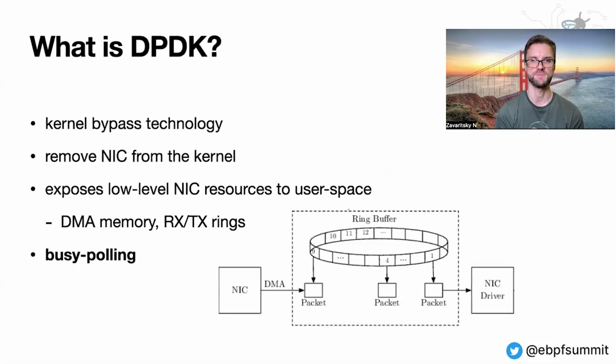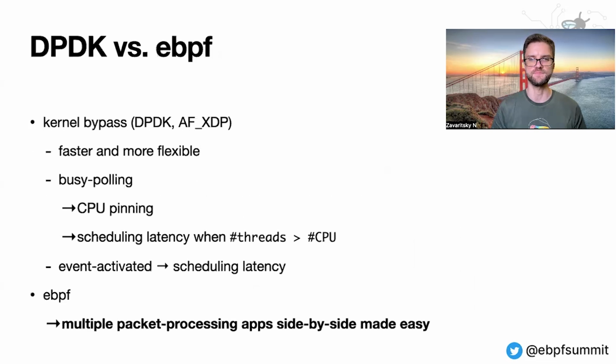Speaking about high-performance packet processing, it's hard to ignore DPDK. It has been around for a while and it is quite popular. The idea is to remove a network interface from the kernel and to drive it from user space. Packet buffers are shared with user space via memory mapping. Similarly, receive and transmit rings are exposed. The application polls the receive ring in a busy loop to find out if there is an incoming packet.